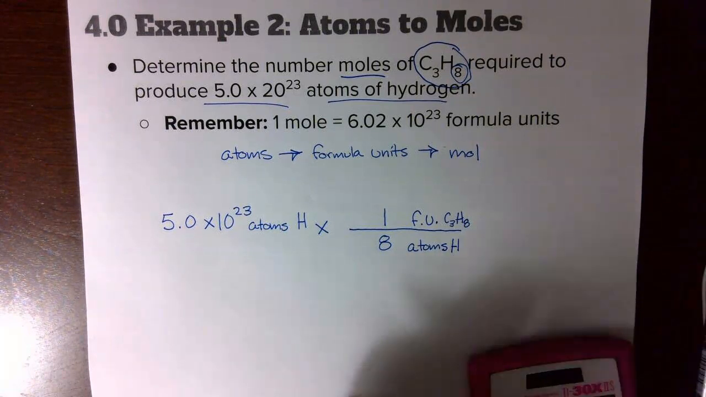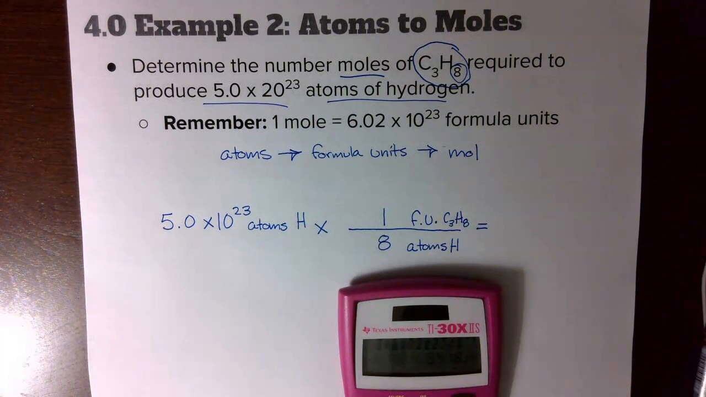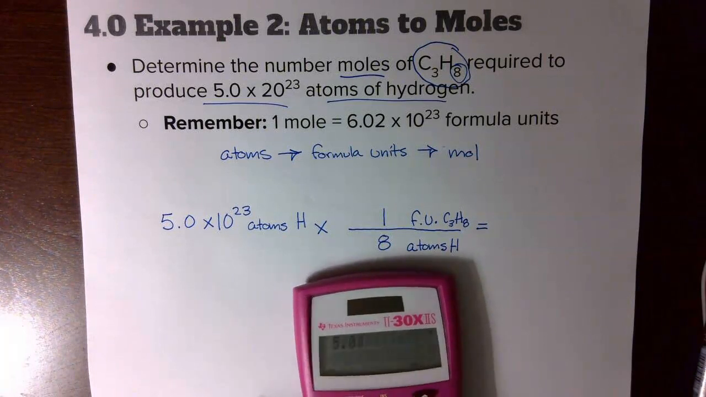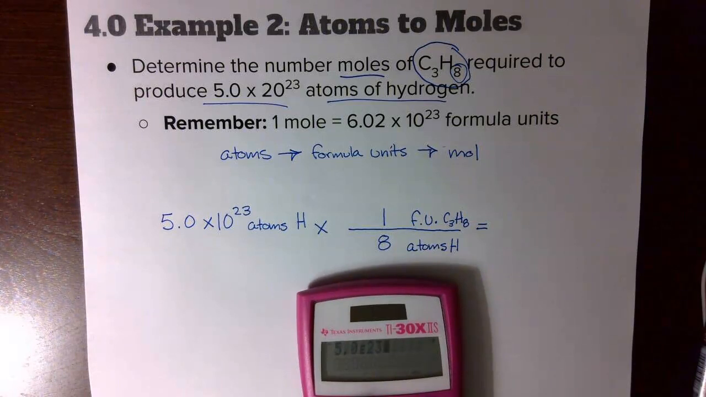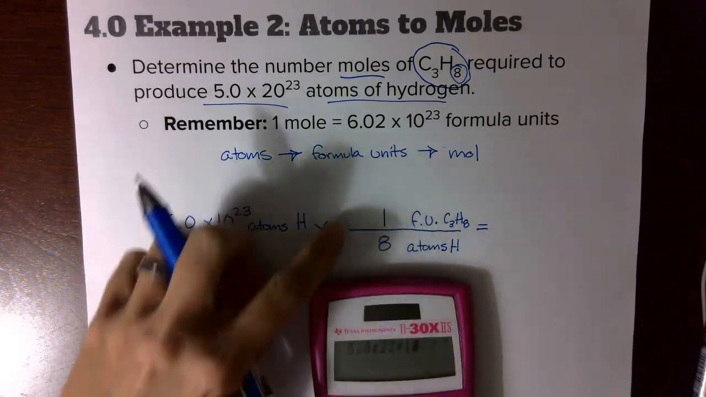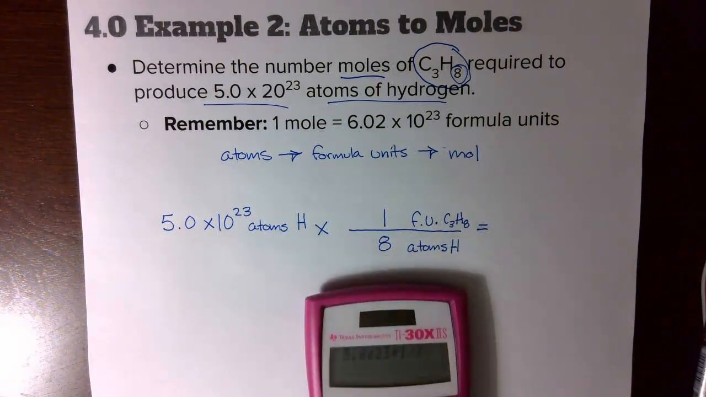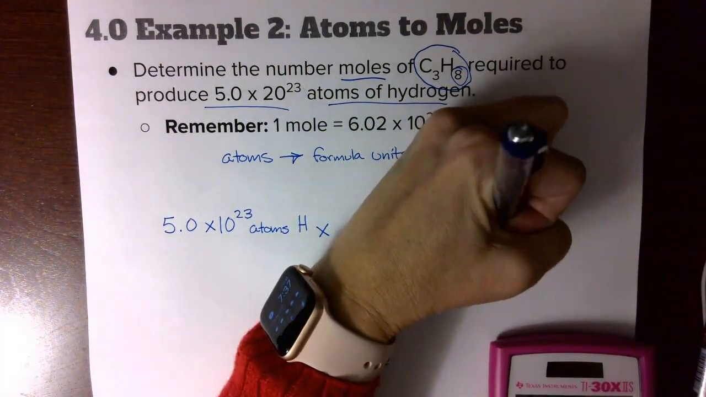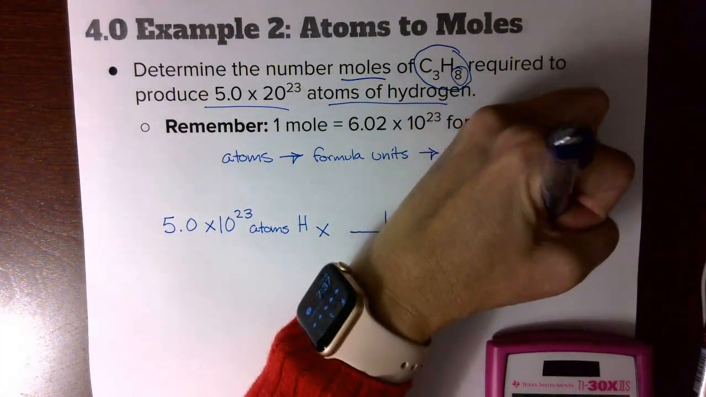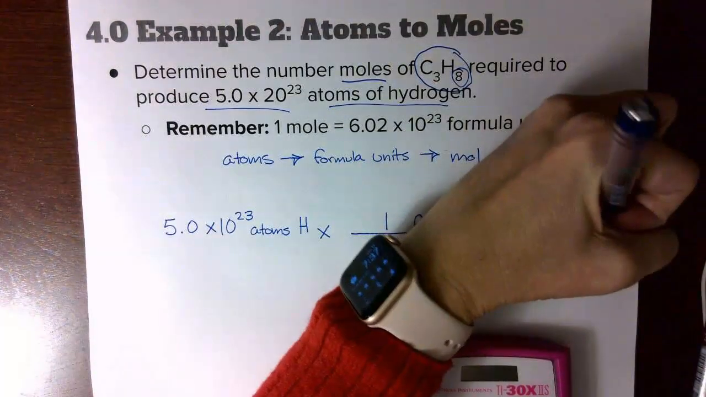I'll do this in 2 different steps, just so you can see it done this way too. So we can take 5.0 is what I'm going to enter, second E, and then I'm going to type 23. Then I'm going to type times 1, and then this means divided by, and then I'm going to type 8 for the 8 atoms that are there. I'm going to hit enter, and that's going to give me 6.25 times 10, and then we can see up here it says 22. Okay, and that's going to be formula units.